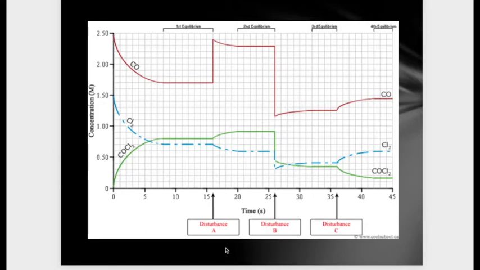Okay, so here we want to see, once again, we want to try to figure out what the three disturbances are. This is the same reaction that we looked at earlier. It looks like this time it's the reverse. So CO plus Cl2 forming CoCl2 as a product. I know that it's reversed this time because CO and Cl2 are decreasing in concentration while CoCl2 is climbing.